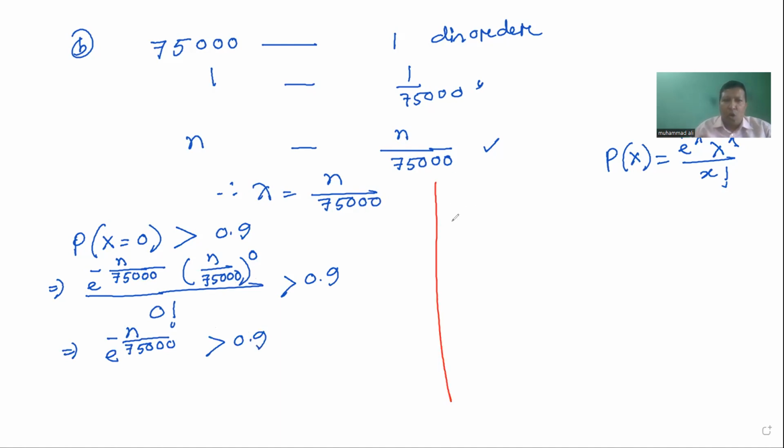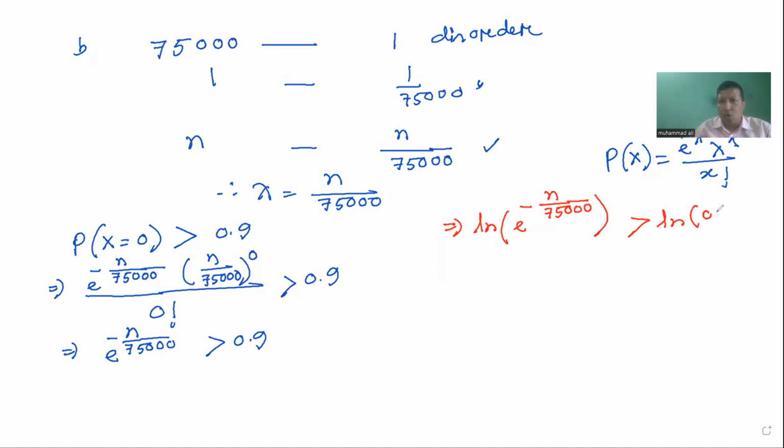After that, we will use ln on both sides. So ln of e to the power minus n by 75,000 greater than ln 0.9. We know that ln and exponential are reciprocal, that means it will be cancelled. So we'll get minus n by 75,000 greater than ln 0.9.